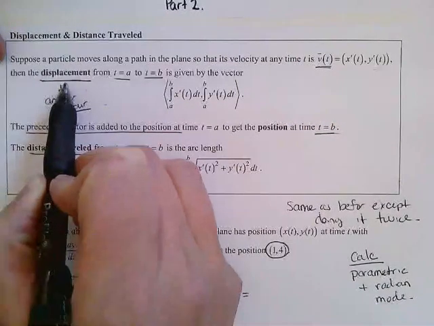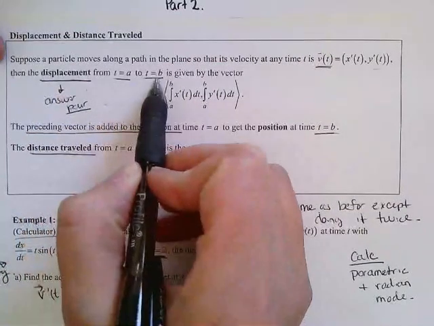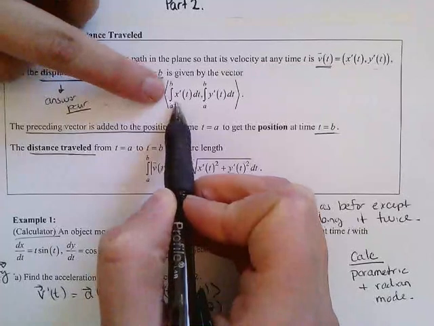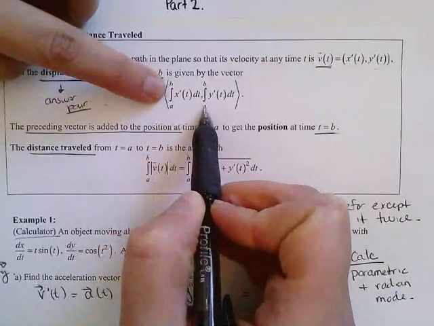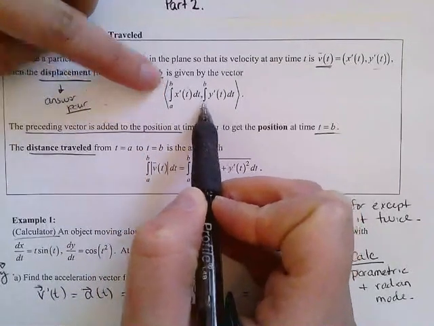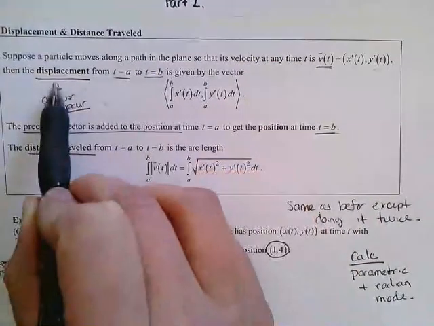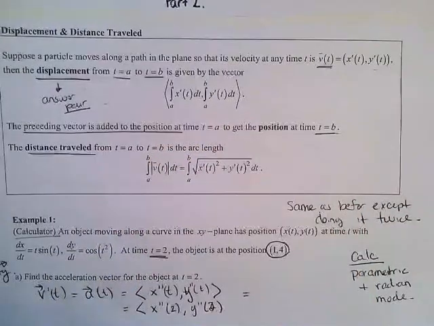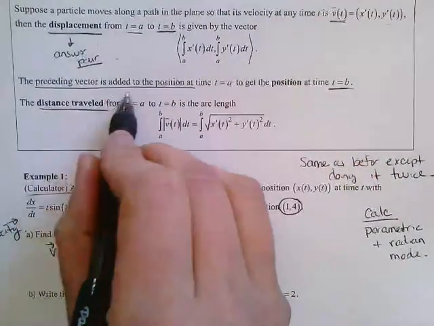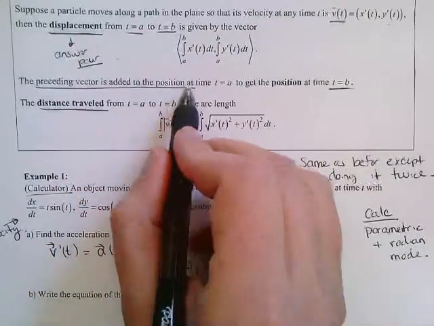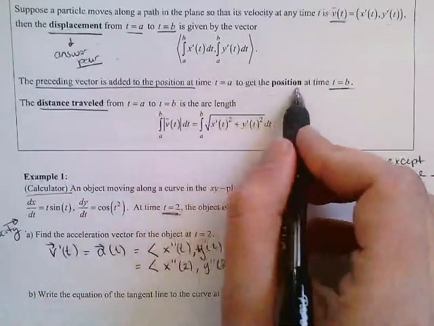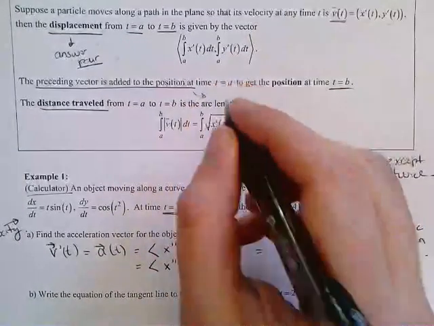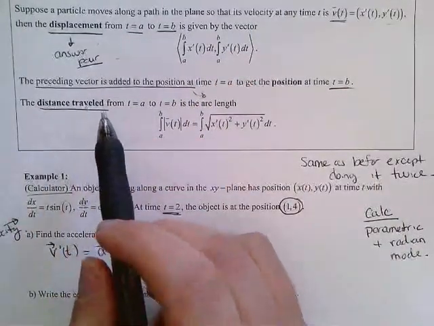Then the displacement from A to B is given by a vector, and that vector, you take the integral of the x component of the velocity and the integral of the y component of the velocity from A to B. So you notice that the displacement, your answer is actually going to be a pair. The preceding vector is added to the position at time t equals a to get the position at time t equals b. So keep this in mind. You'll see this in action in one of the examples.